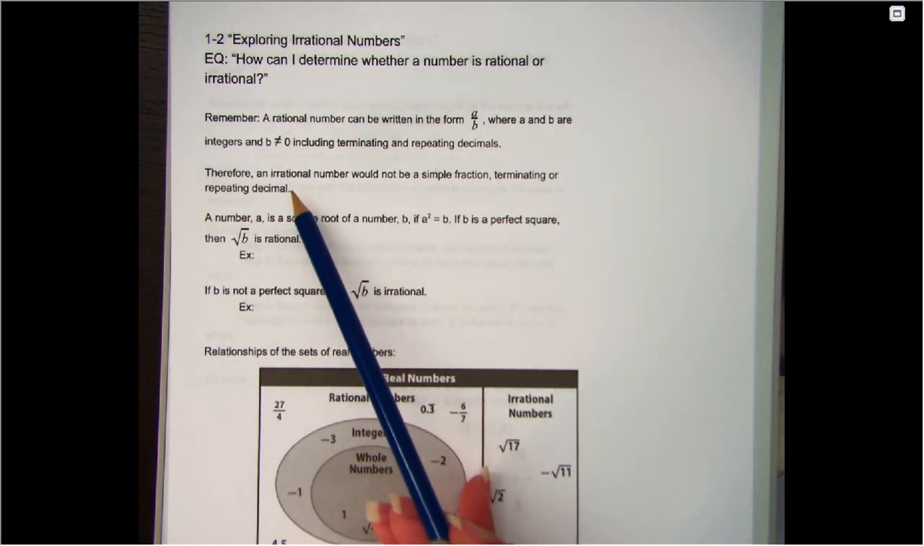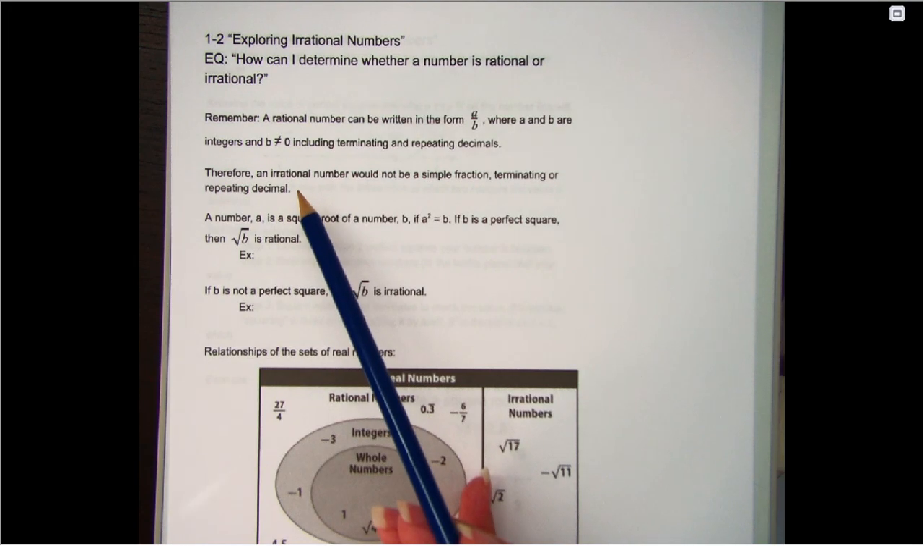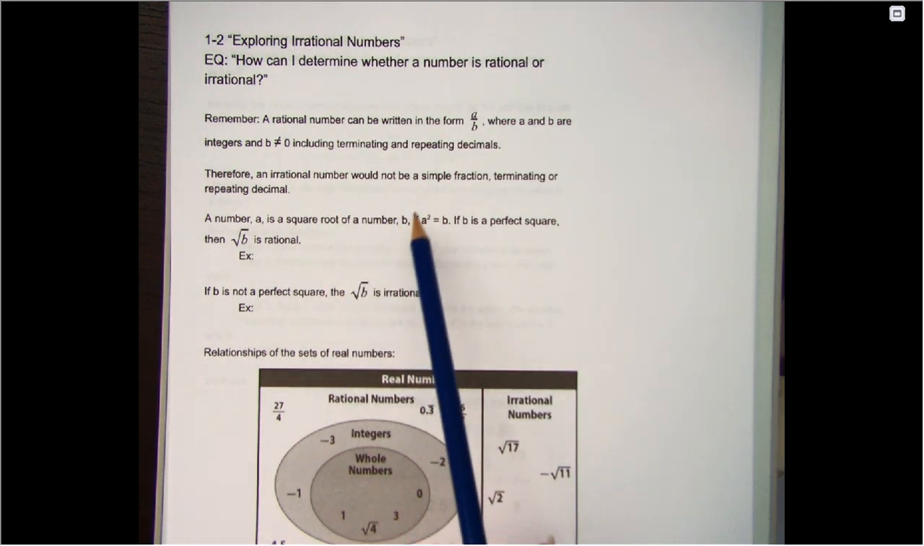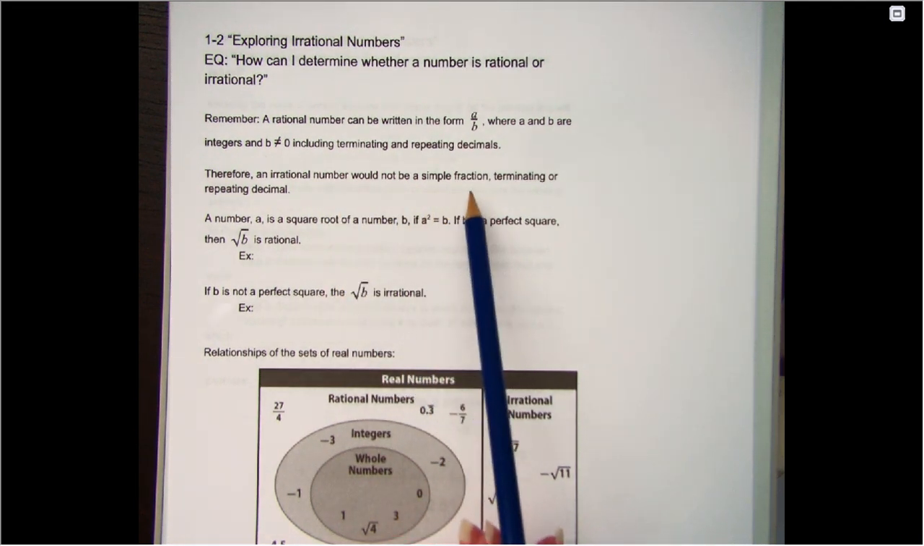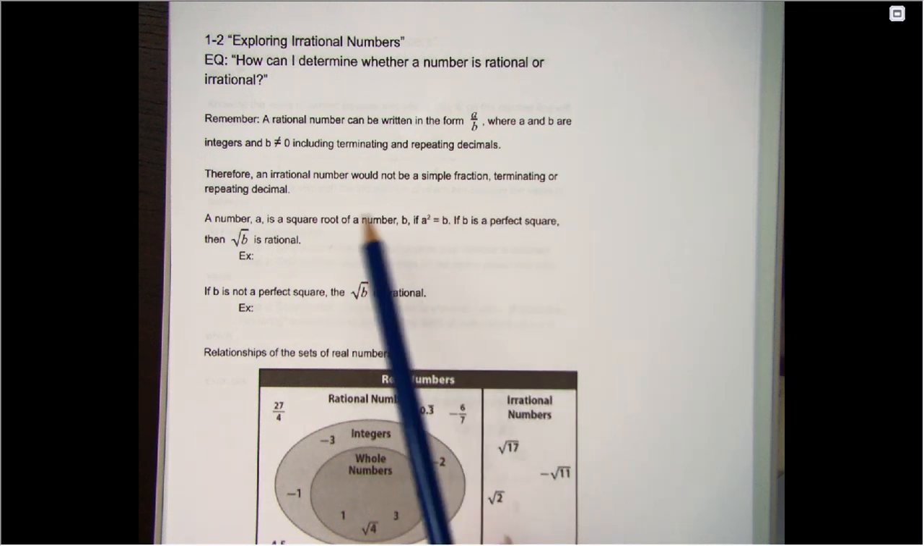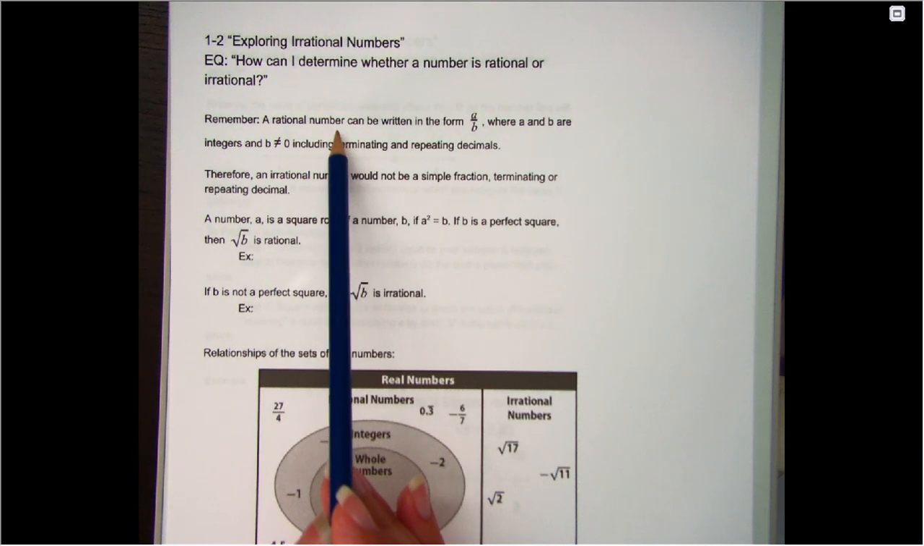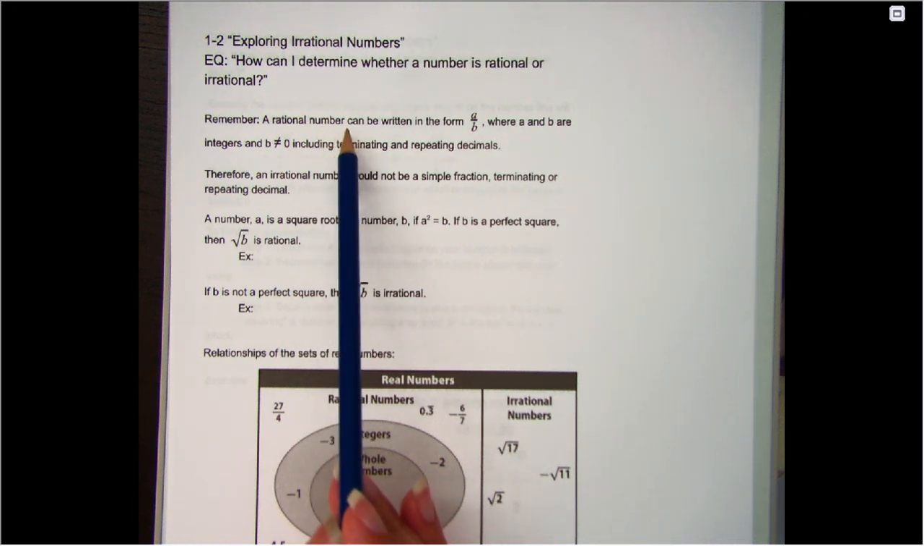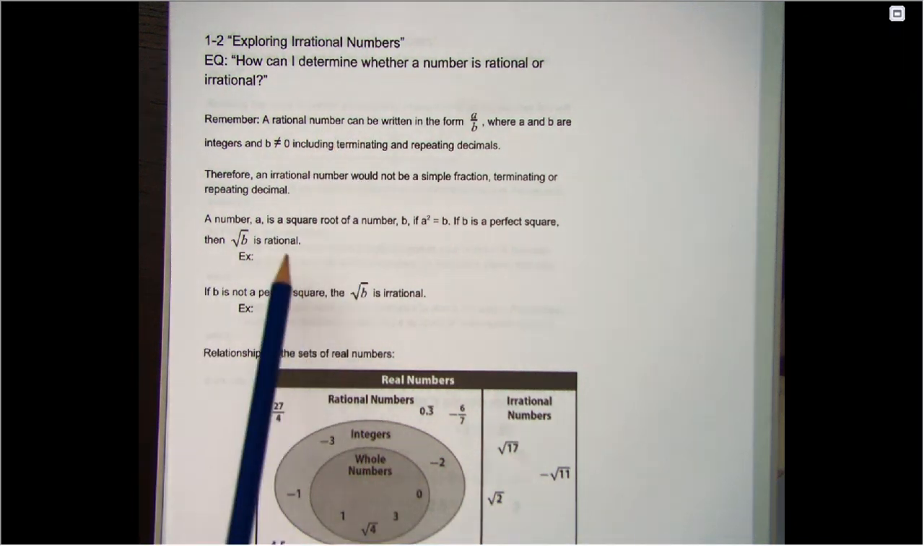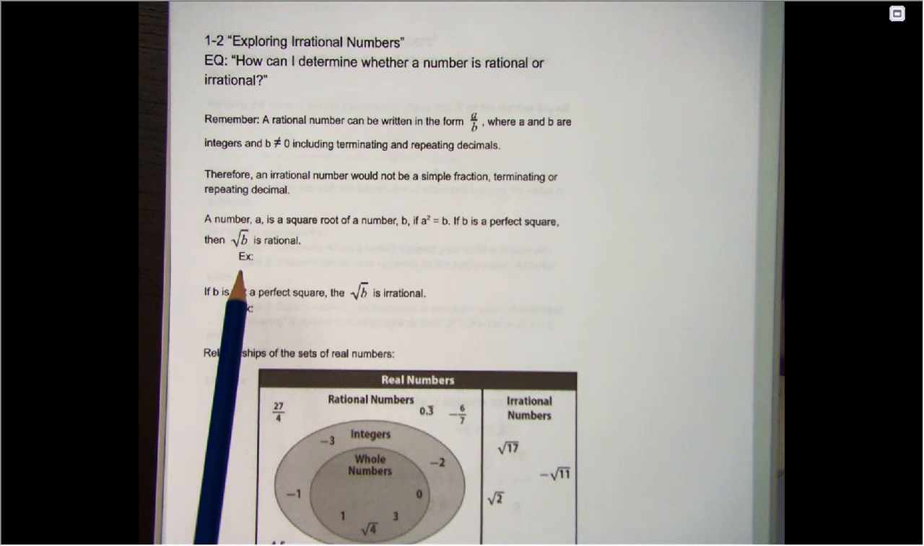So we're going to look at some irrational numbers. These are the main ones that you're going to visit in middle and high school. So an irrational cannot be a simple fraction. It cannot be a terminating or repeating decimal. All of those are in the definition of rational number. Square roots are our most common time that we find irrational numbers outside of pi.